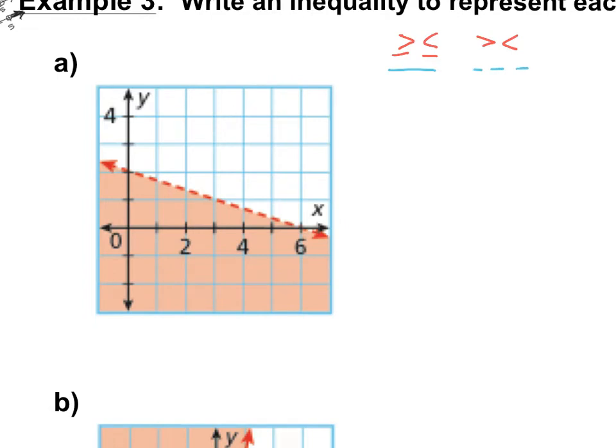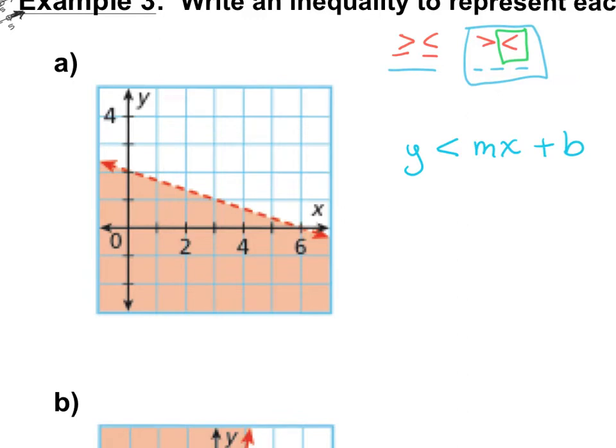It's dashed, so I know it's one of these two symbols. Then you want to know whether you are greater than or less than. Well, you are shading below the line, so below would represent the less than. So I know it's a less than symbol. So as I write my y equals mx plus b, I know it's y is less than something x plus b.